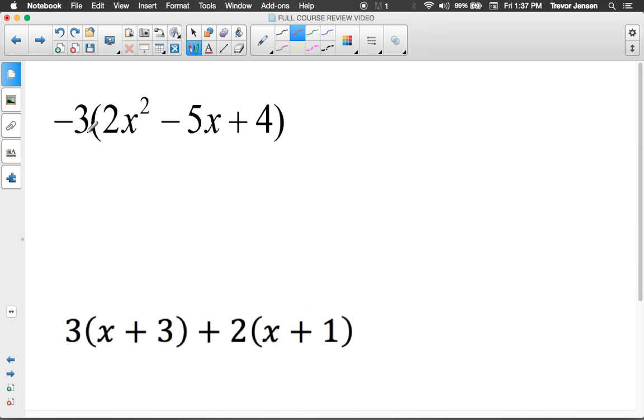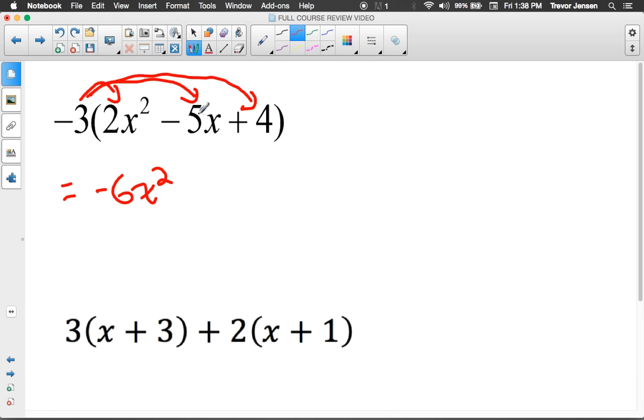So here I'm doing a monomial multiplied by a trinomial. So everything in the brackets needs to be multiplied by the term out front. Be careful with your signs. And then that will get rid of the bracket. So I have to do negative 3 times 2x squared. Well, negative 3 times 2 is negative 6, so I have negative 6x squared.